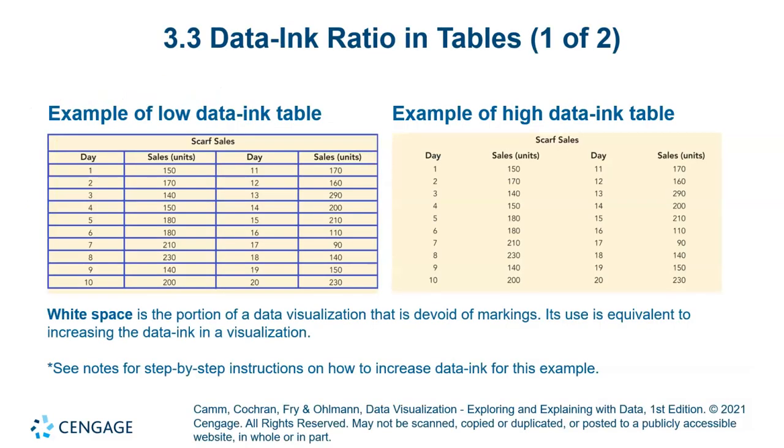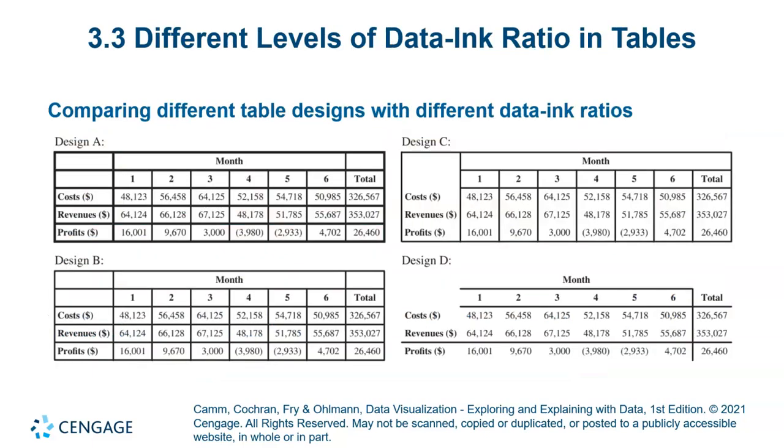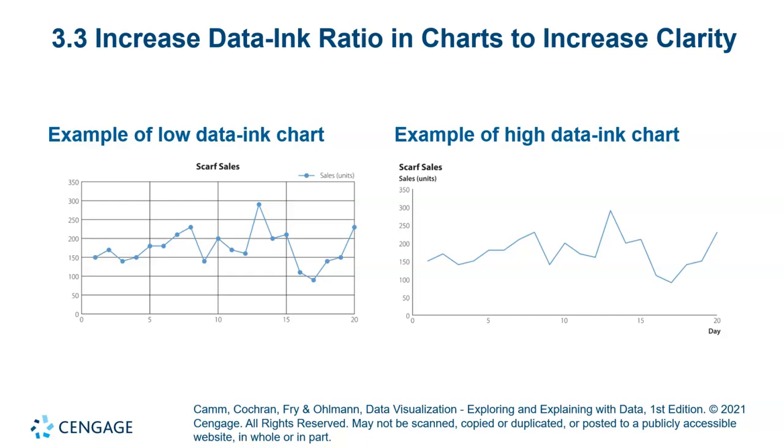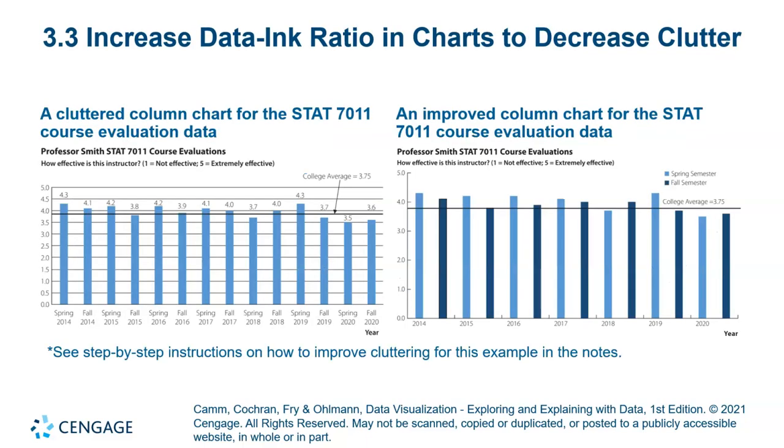So we need to increase the ink for the data, not for the clutter. Like in this one on the right hand side, the ink is used more for the data instead of the lines. Here also you can see some of the tables use more ink, but it is useless, while others use less ink and more ink for the data rather than for the design. On the left hand side there is a low data ink chart, because the ink is mostly used on the grid lines, while on the right hand side the ink is not used for the grid lines. Similarly, on the left hand side it is more clutter, while on the right hand side it is less clutter.